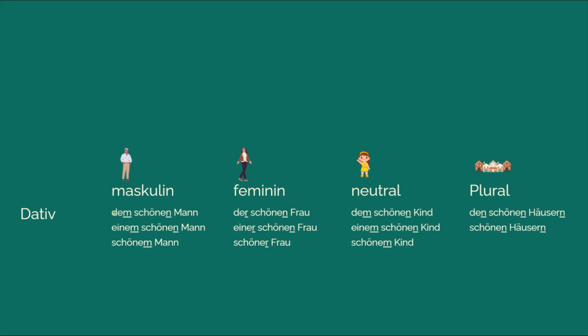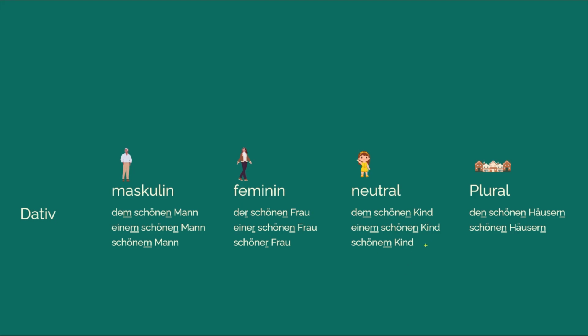But as long as you use an article, and you mostly will, 95% of the time at least, if there's an article, then the dative adjectives always get an N. Dem schönen Mann, der schönen Frau, dem schönen Kind, den schönen Häusern. Always an N for the dative adjectives. So let's move on to the neutral dative forms. We have the M again as the signal ending. Dem schönen Kind.